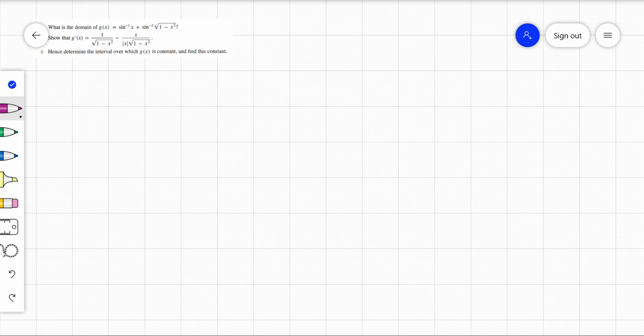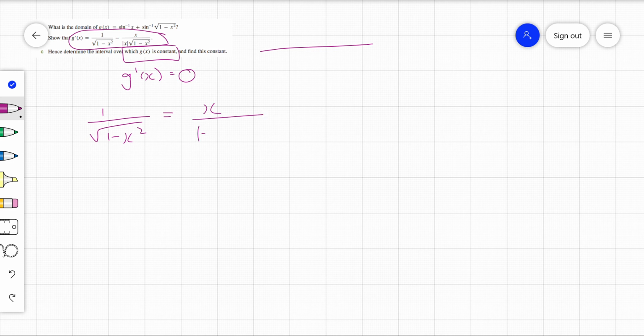So hence, determine the interval over which g of x is constant and find the constant. Okay, so for g of x to be constant, if we differentiate something that's constant, we're finding the gradient function, which has to be 0 if it's flat. So if we make this g dash of x equal 0, then that 1 on the square root of 1 minus x squared has to equal that x on the absolute value of x square root of 1 minus x squared.